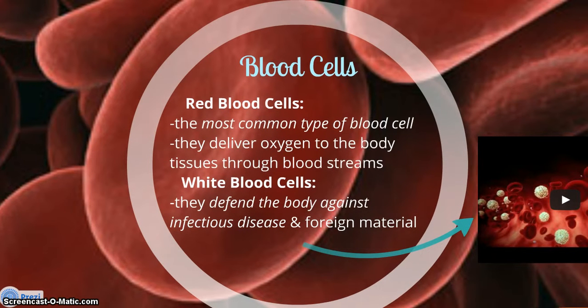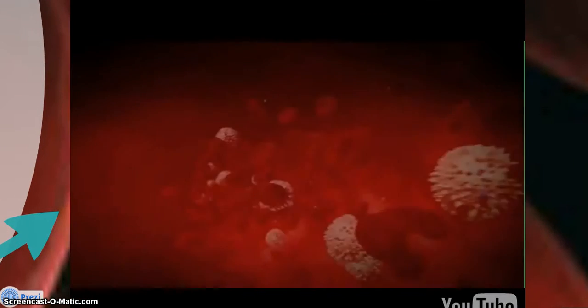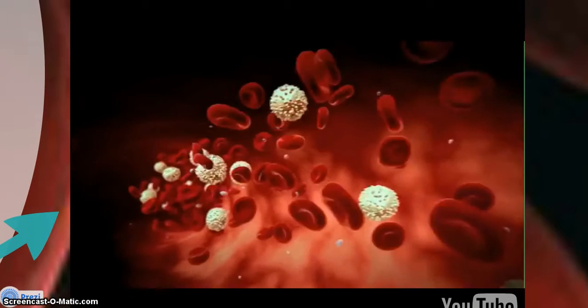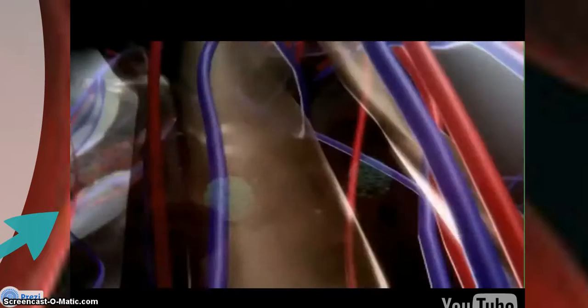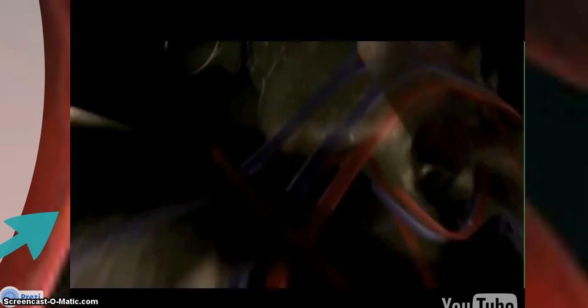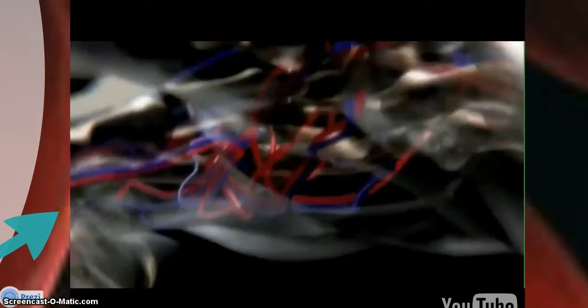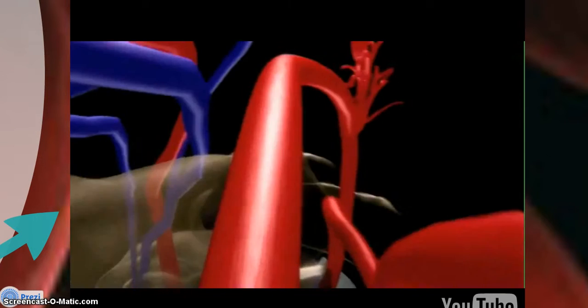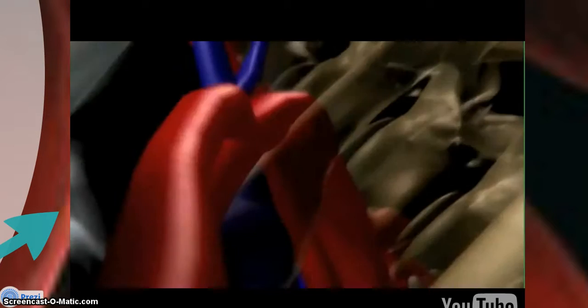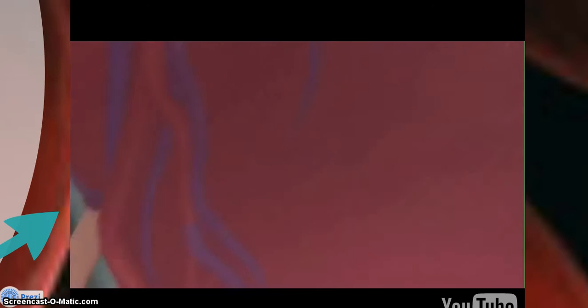Blood vessels, blood cells, red blood cells, the most common type of blood cell. They deliver oxygen to the body tissue through blood streams. Blood is the largest organ in our body. 10 pints of life force, coursing through thousands of miles of arteries, veins, and capillaries. Those blood vessels carry blood to every other organ, keeping them functioning and thriving.